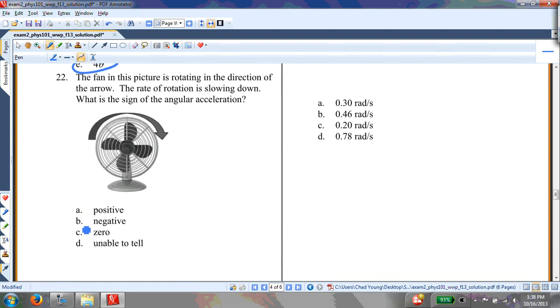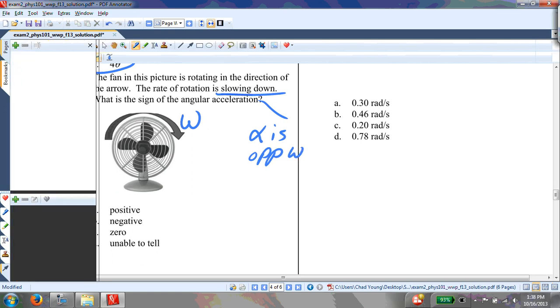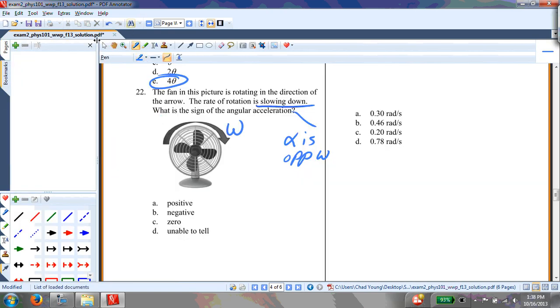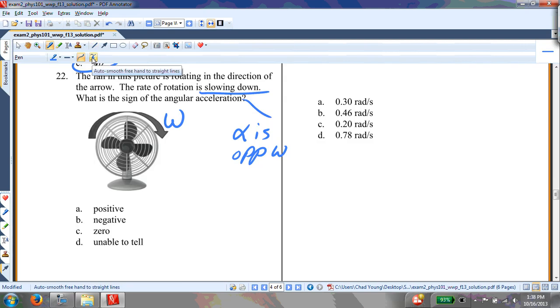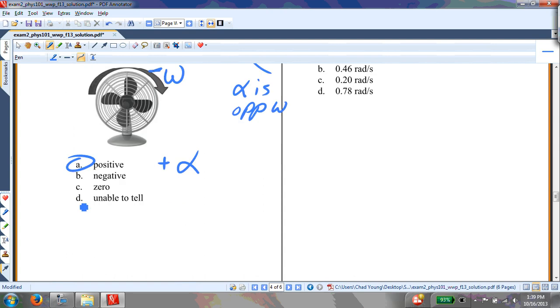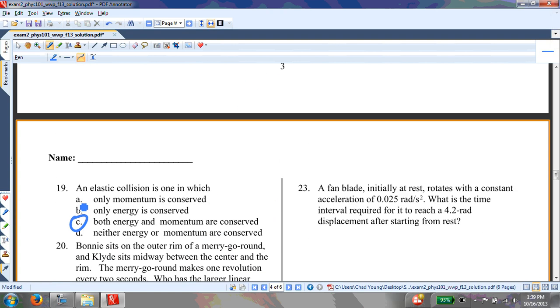A fan in this picture is rotating in the direction of the arrow. Rate of rotation is slowing down, so this is omega. Since it's slowing down, I know that alpha is opposite omega. This omega is clockwise, so that is in the negative direction. That means that alpha is positive. It's opposite. All right, that's 22. A few more.